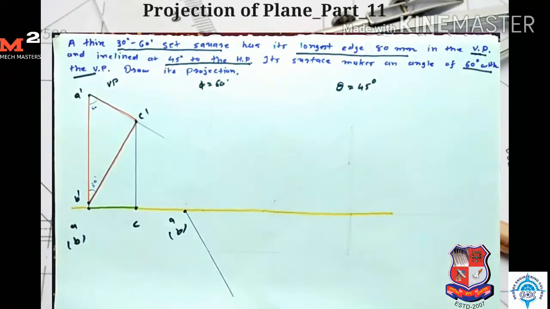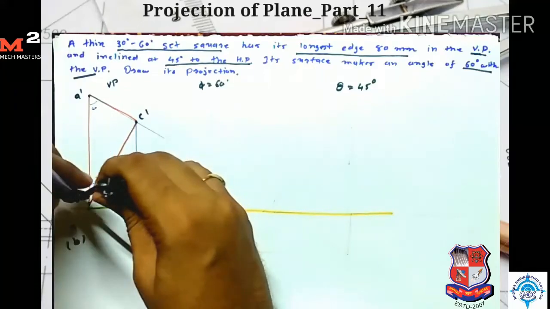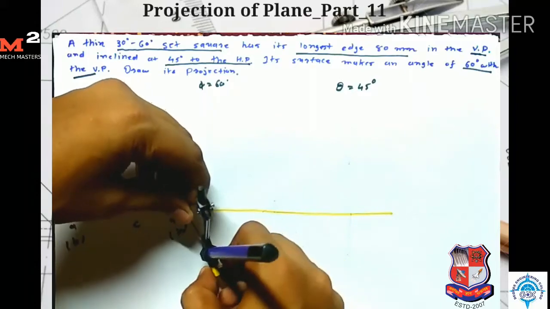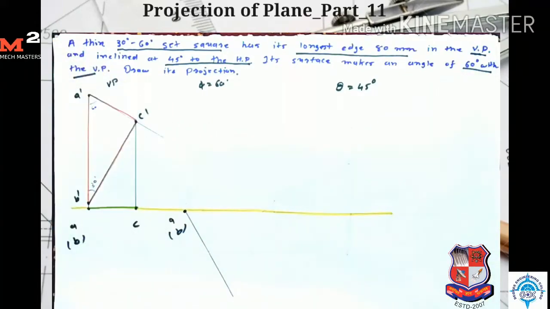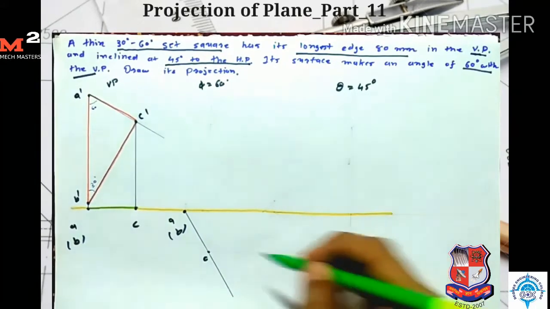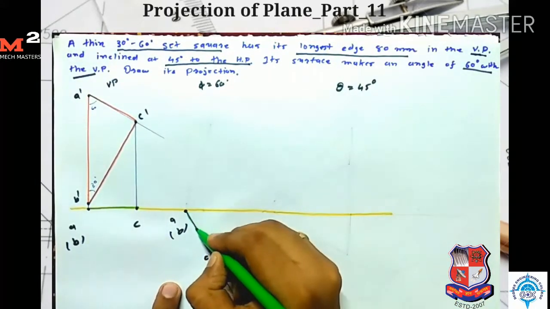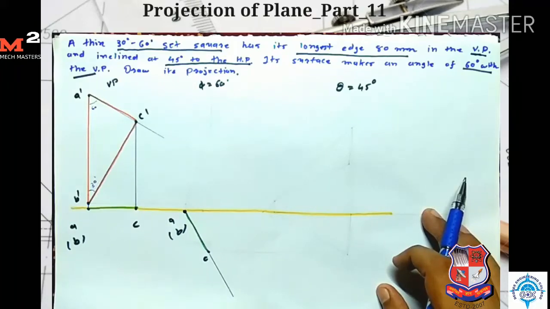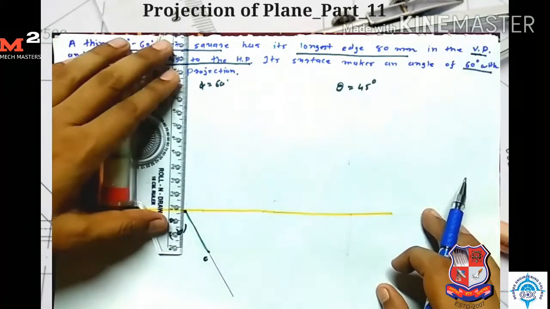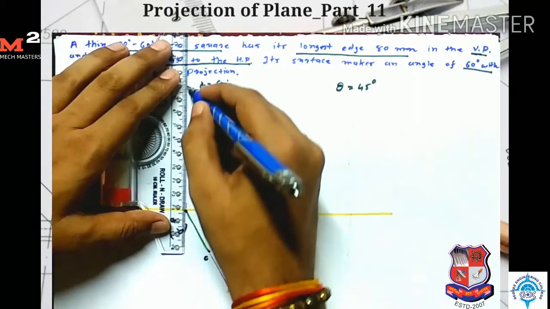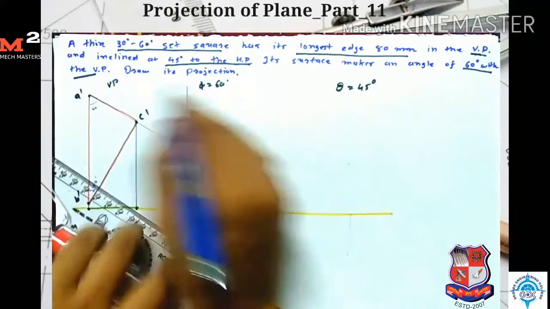Okay, now I measure this distance AC. Now I take A as a center and draw one arc here. So here I get my point C. So after joining point A and point C, I get my top view for the second stage. Now for drawing the front view, I take the projection from all points. First I start with the point A. I take the projection from here and from here.